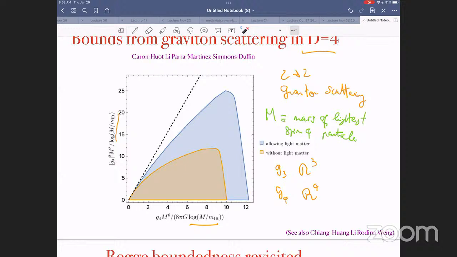As in Kempe's. Do you mean the mass of the lightest spin four particle or lightest spin four? Yeah, spin four is because of a technical reason, that you're not sensitive to spin three, but yes, spin four. So any spin bigger than four, I suppose. Well, in principle, any spin bigger than four, yes.